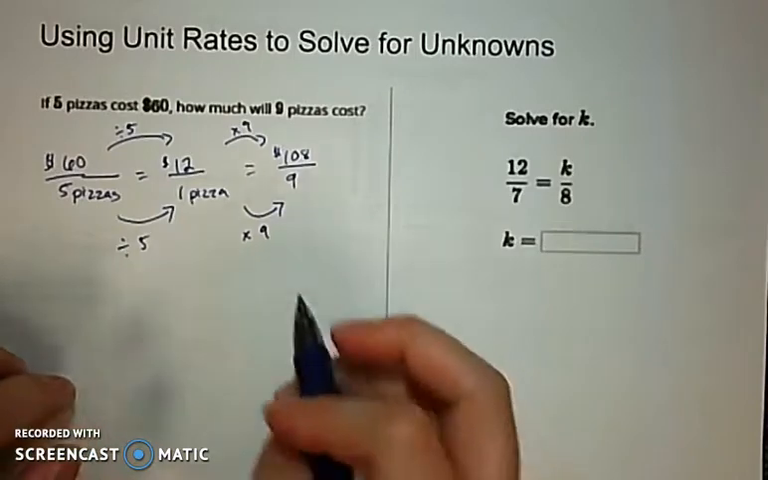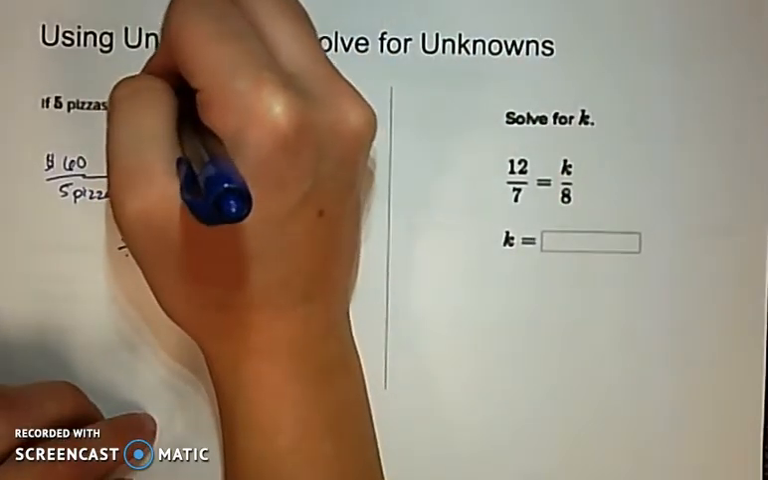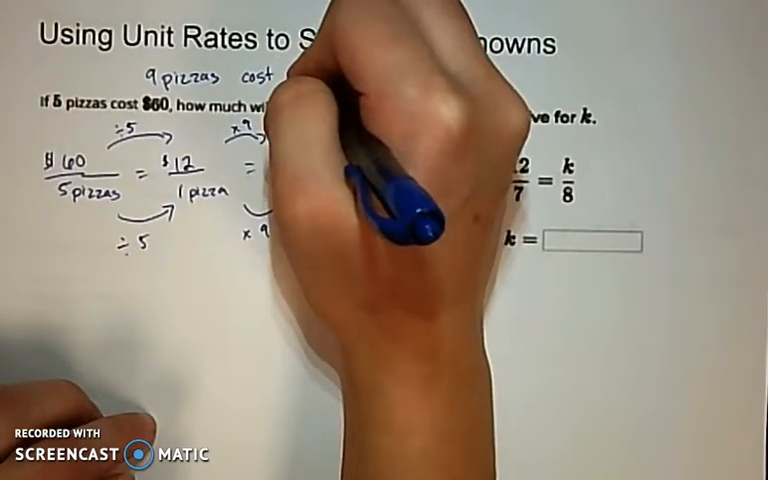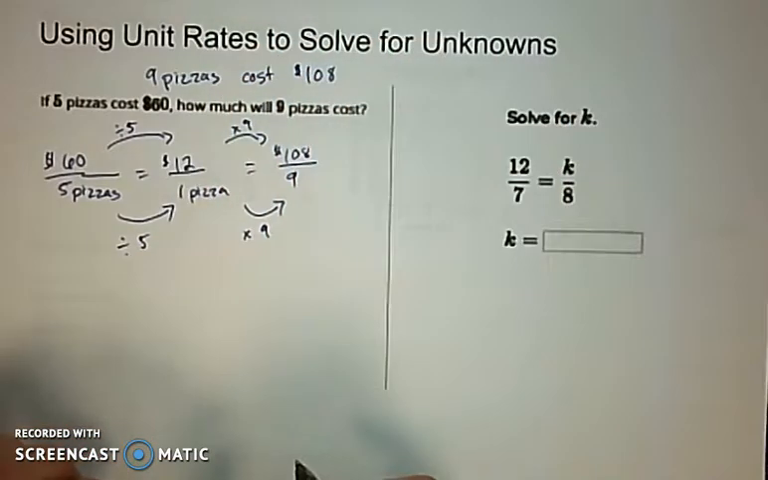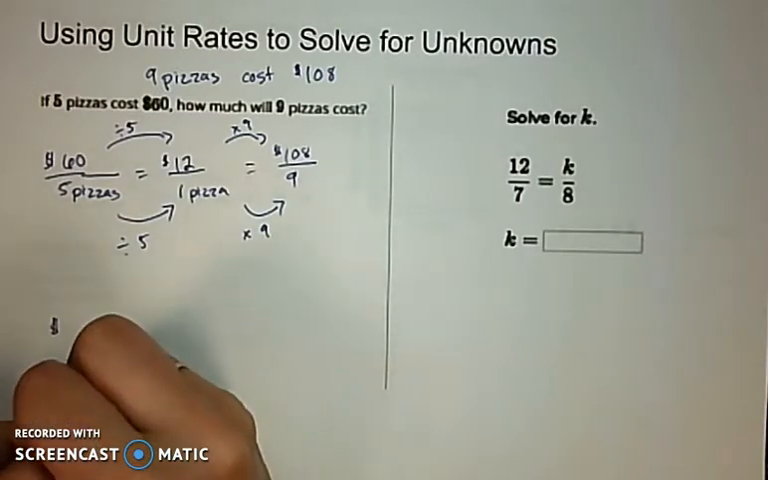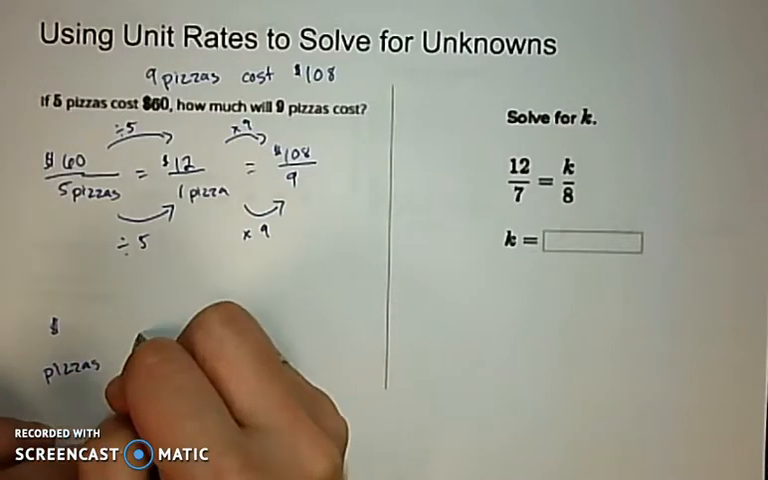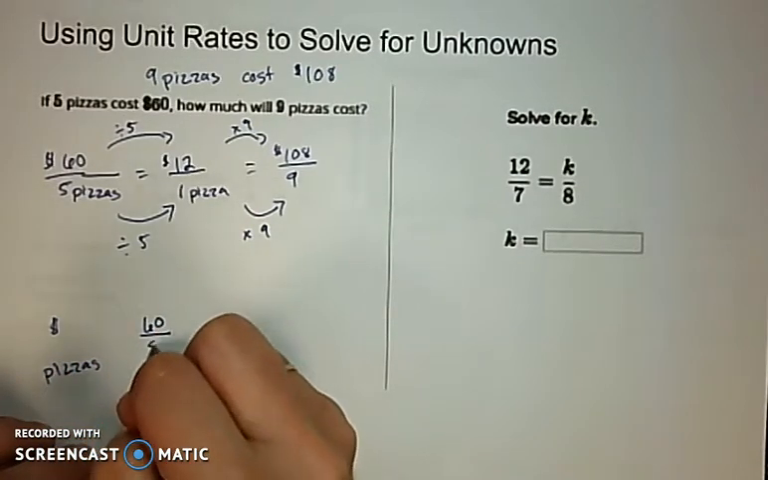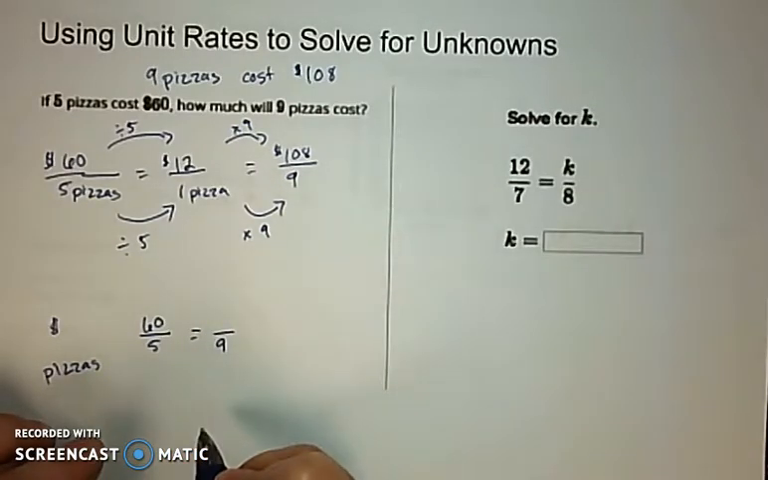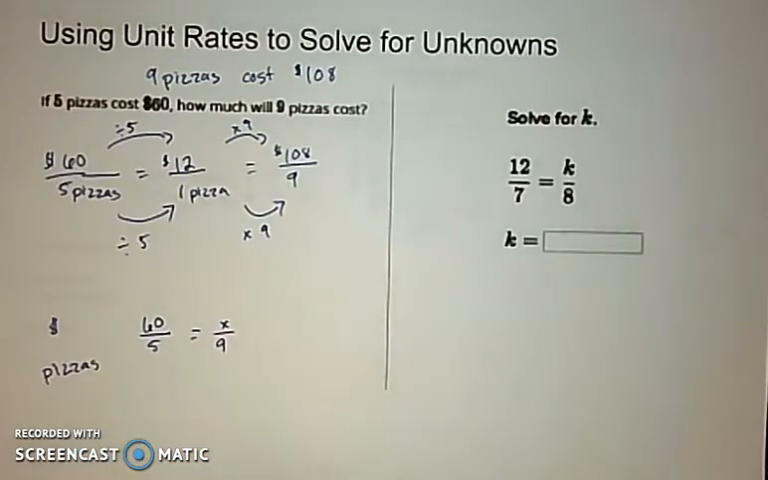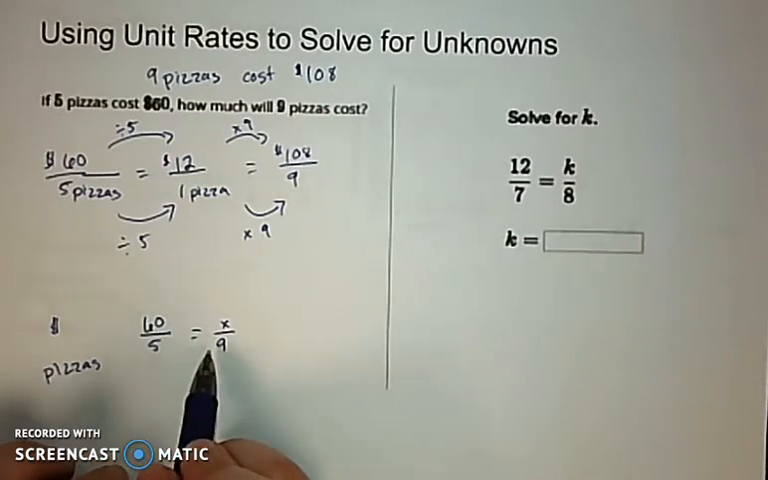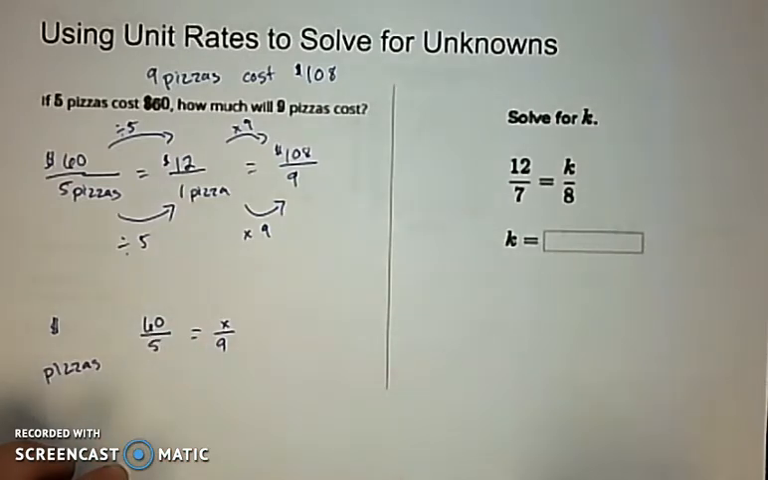Total for 9 pizzas. So 9 pizzas will cost $108. You can also set up a proportion and say I'm going to do money over pizzas and say, well, I know that it's $60 for 5, and that's going to be equal to some number x for 9. And if we want to solve for x here, you can multiply across. So we can multiply 60 times 9.